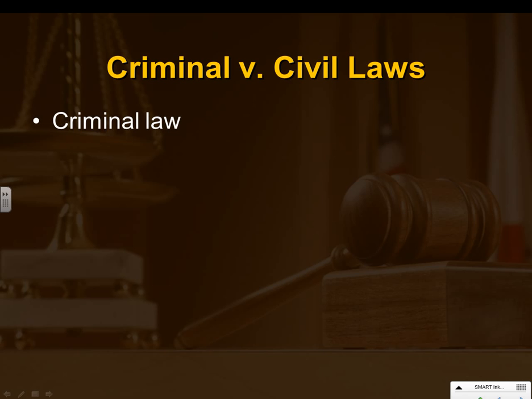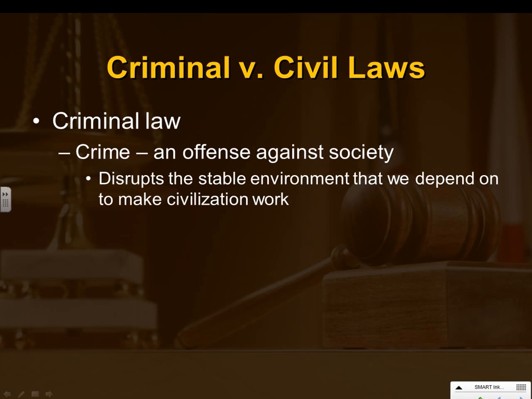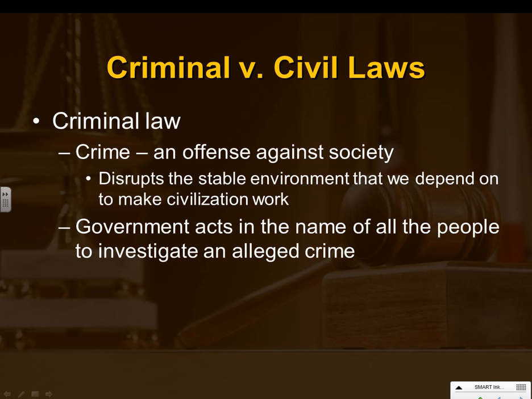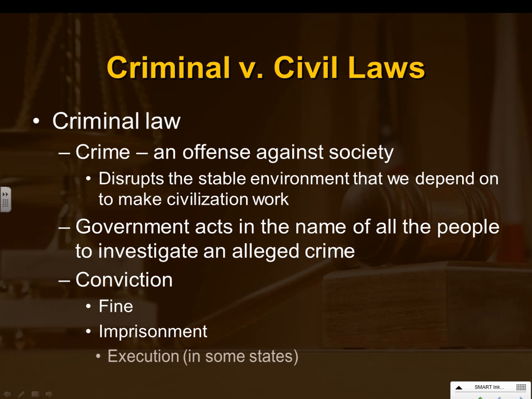A crime is an offense against society. The offense is governed by criminal law. Acting in the name of all the people, the government investigates an alleged wrongdoing. If a crime is committed and the person responsible can be found, the government will prosecute. Conviction of a crime can result in a fine, imprisonment, and in some states, execution.